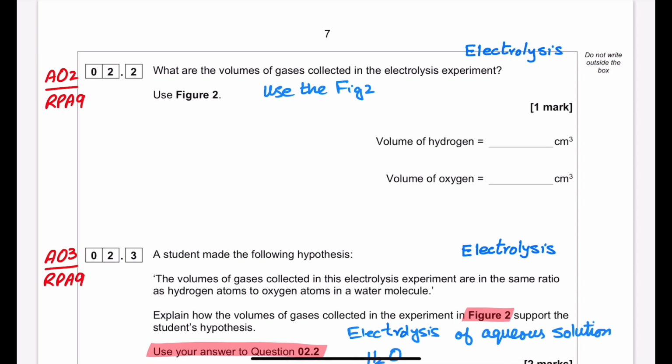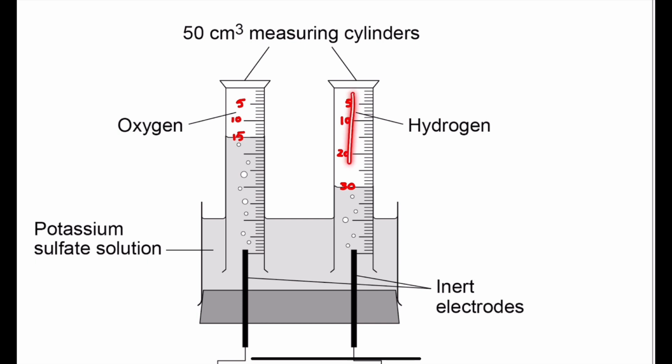Use figure number 2. In figure number 2, we can see that this is the area where the hydrogen gas is present. So this is 10 cm³, 20 cm³, and 30 cm³. Whereas this is 10 cm³ of oxygen and 5 more cm³. So overall, it is about 15 cm³ of oxygen gas. Students try to make a mistake there. They start counting the volume from here, but actually it is the solution, a liquid, so they shouldn't include this area. So the correct answers are 30 cm³ of hydrogen and 15 cm³ of oxygen.